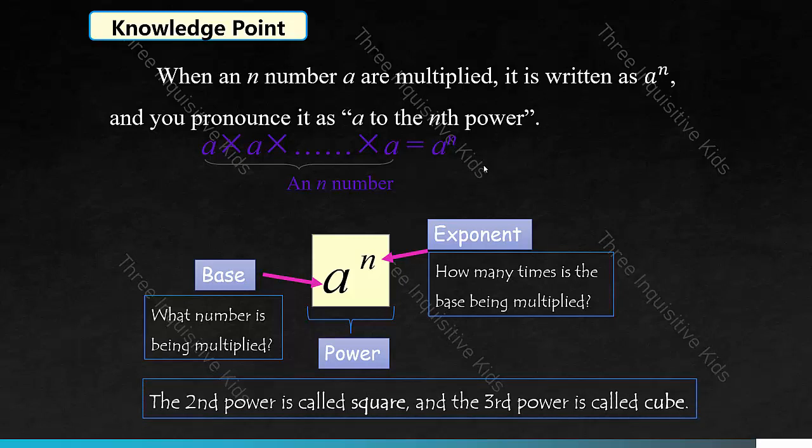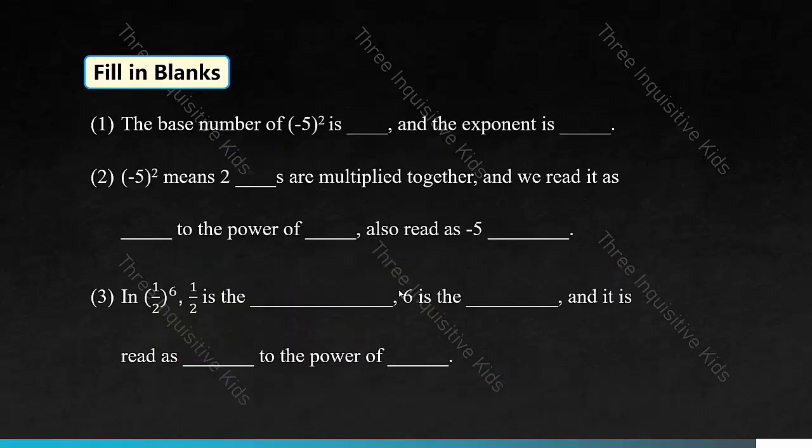If you have any number to the second power, you would call it a square, and if you have any number to the third power, it would be called a cube. So if we had a to the third power, we would call it a cubed. And if we had a to the second power, we would call it a squared. The base number of -5 squared is -5, and the exponent is 2. -5 squared means 2 -5's are being multiplied together, and we read it as -5 to the power of 2, also read as -5 squared.